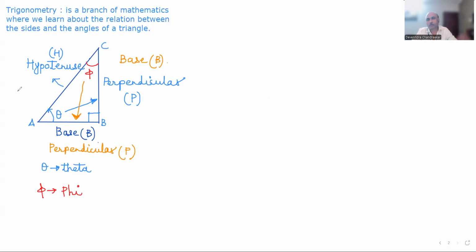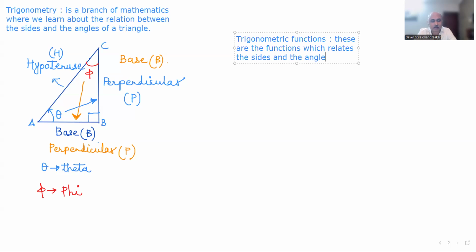Now, once we are aware of the names of the sides of the triangle, depending on which angle we choose, it's time to learn about the trigonometric functions. So what are trigonometric functions? These are the functions which relate the sides and the angles of the triangle.